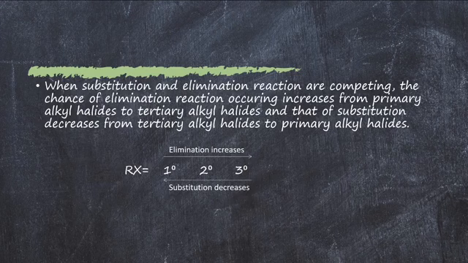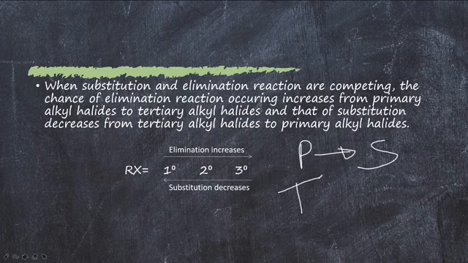Now, when substitution reaction and elimination reaction are competing, the chances of elimination reaction occurring increases from primary alkyl halides to tertiary alkyl halides, and that of substitution reaction decreases from tertiary alkyl halides to primary alkyl halides. What this point is just trying to say is that primary alkyl halides will likely undergo substitution reaction more readily compared to tertiary alkyl halides, while tertiary alkyl halides more likely undergo elimination reaction.